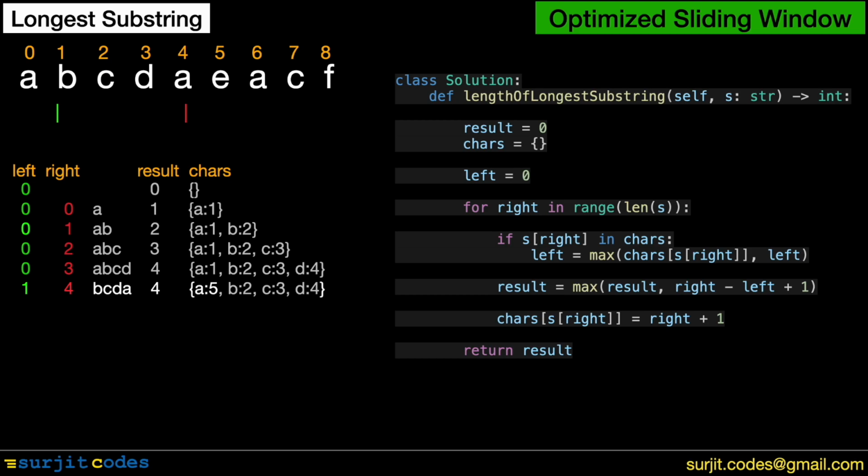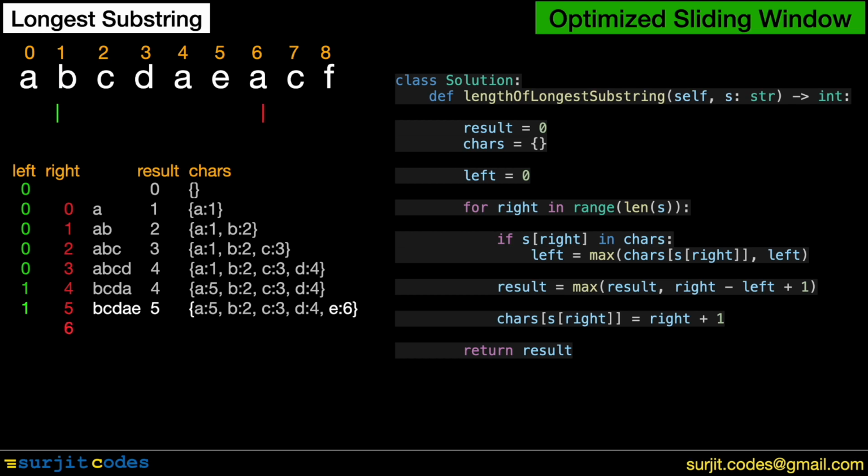The value for character A in the dictionary is modified to 5, that is the position next to the current position of A. Next character at right is E, which is the new character. The length of substring is 5, so result becomes 5. Next we store E to the dictionary. The position after E is 6, which becomes its value.